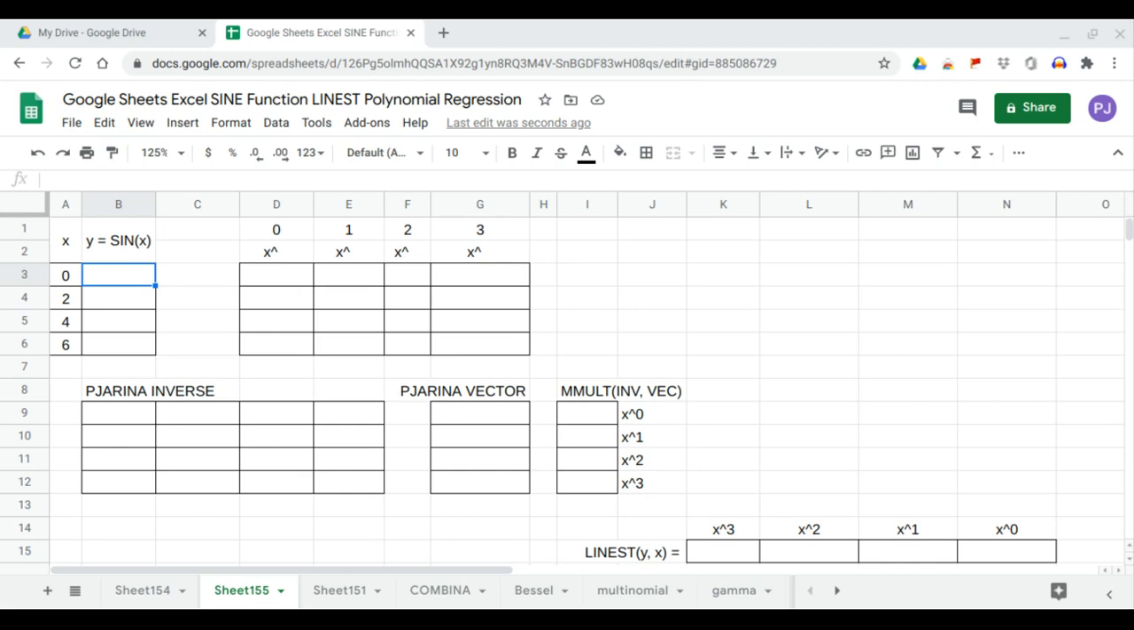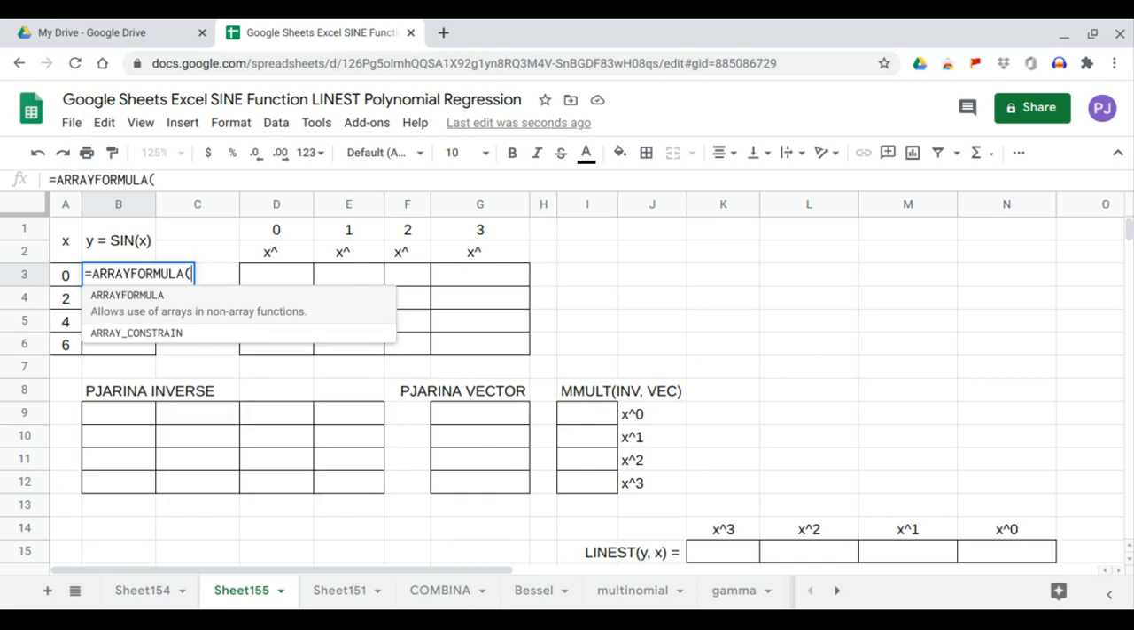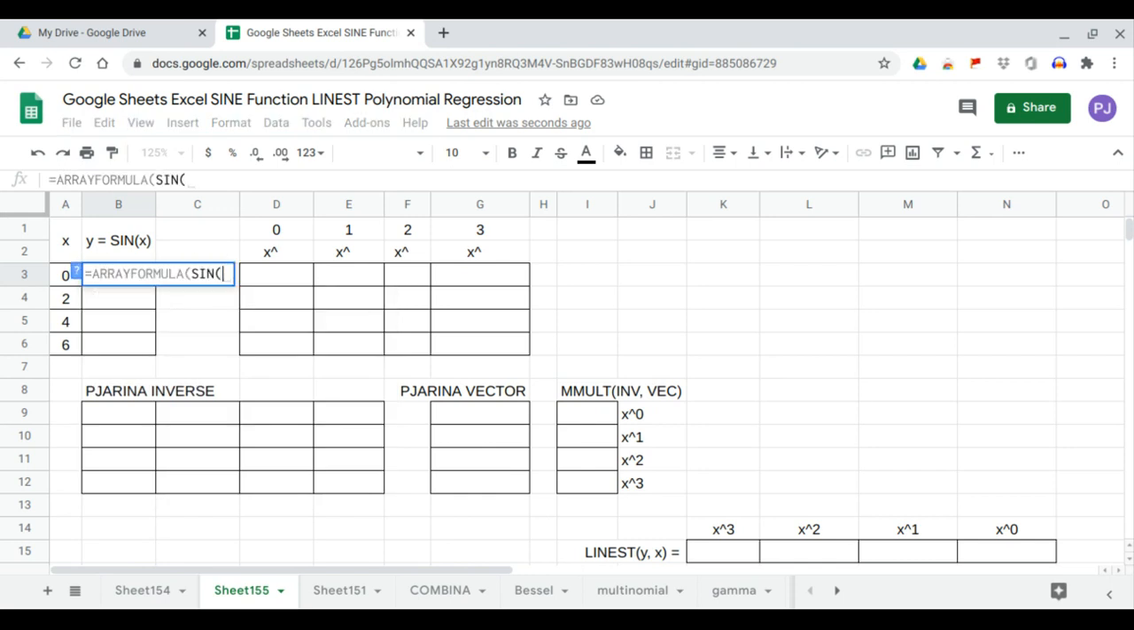In this video, we'll generate the sine function over the values of x from 0 to 6, and we will regress it to a polynomial of the third degree. So we begin with the RA formula, the sine function of the x values 0, 2, 4, and 6.